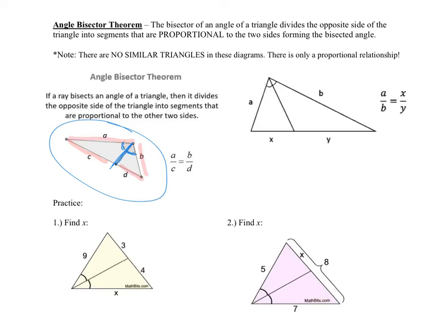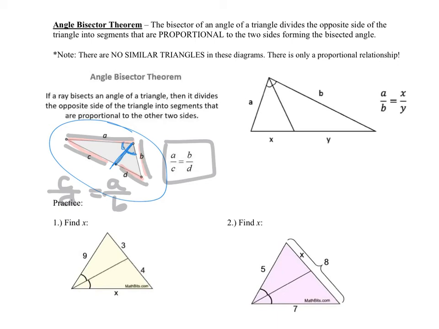So the ratio, you could set it up a couple ways. You could say that the ratio of C to D is the same as the ratio of A to B. But you could also set it up this way, saying that if I just look at the left side, A over C would be the same as B over D. You can do that either way.